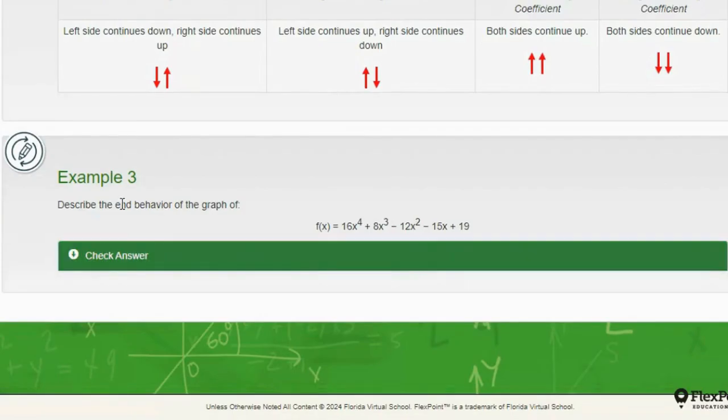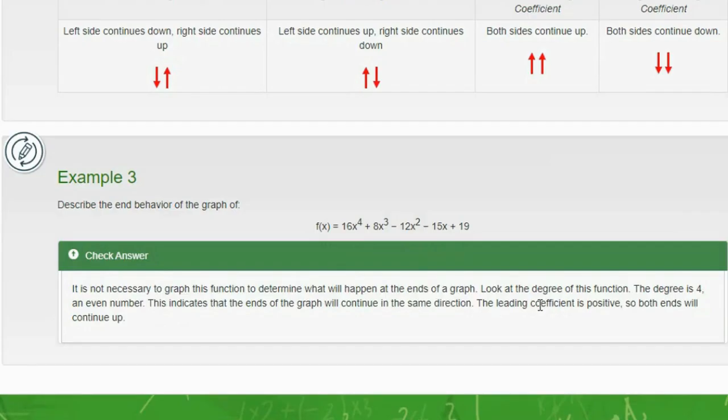So it says, what is the end behavior of 16x to the 4th plus 8x to the 3rd minus 12x squared minus 15x plus 9? It's even. That means both ends point the same way. 16 is positive, so both ends are pointing up. Look at the graph. The degree is 4, an even number, so the ends of the graph will be in the same direction. It's positive, so both ends will continue up. So we knew that.